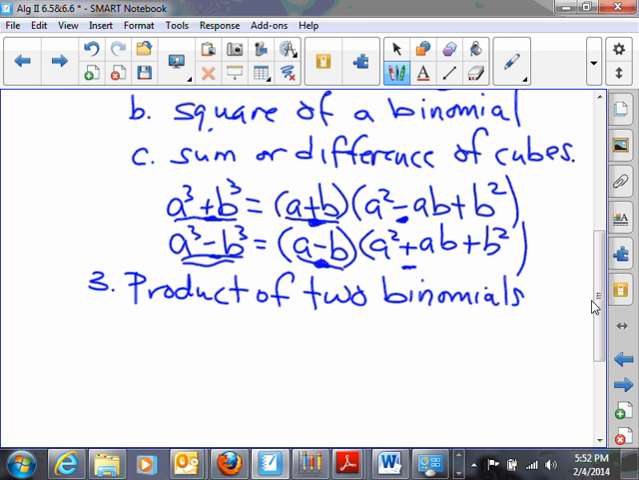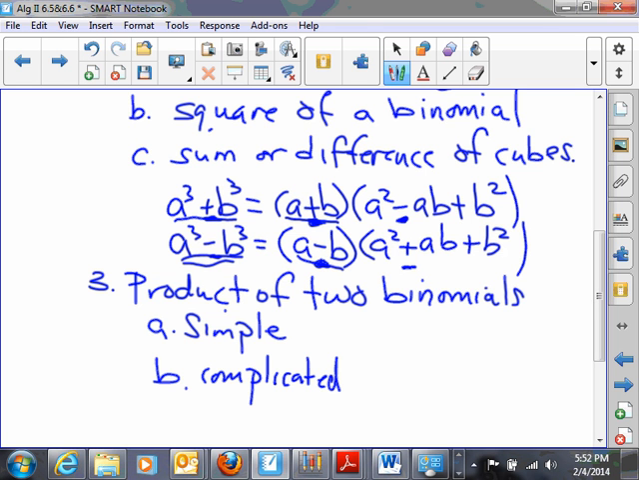Now, there's two cases under product of two binomials. Let's just call them A, simple, and B, we'll call this one complex. Or maybe not complex, we use complex for something else. Let's just say complicated.